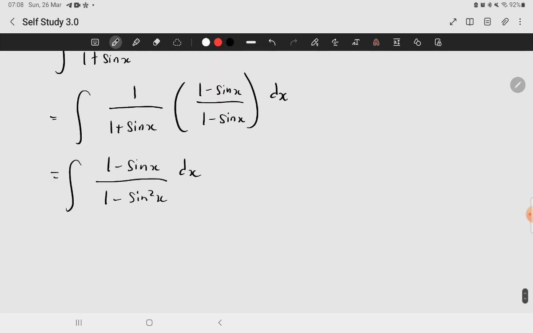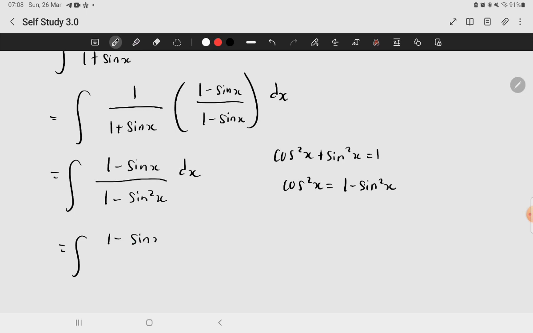And now we know that the denominator comes from a trig identity, which is cosine square x plus sine square x is equal to 1. We could express cosine square of x in terms of sine square of x. Therefore, we will have cosine square x is equal to 1 minus sine square of x. Now from here, we can substitute and express the denominator in cosine of x. Therefore, we will obtain 1 minus sine of x divided by cosine square x dx.